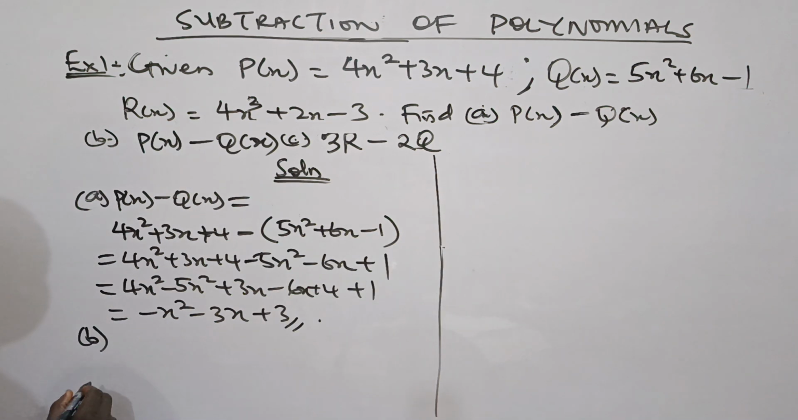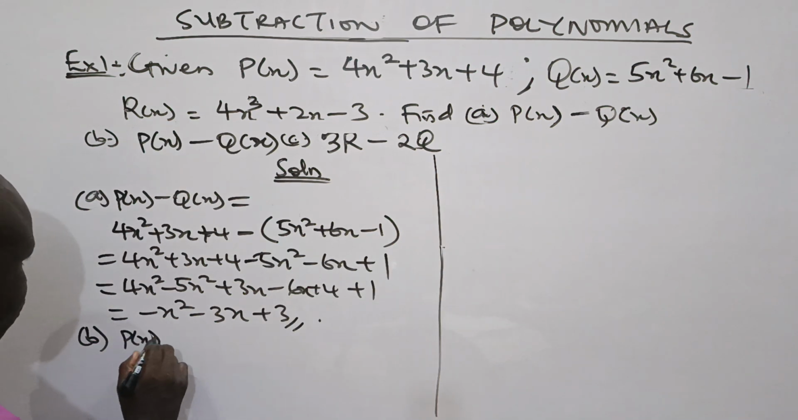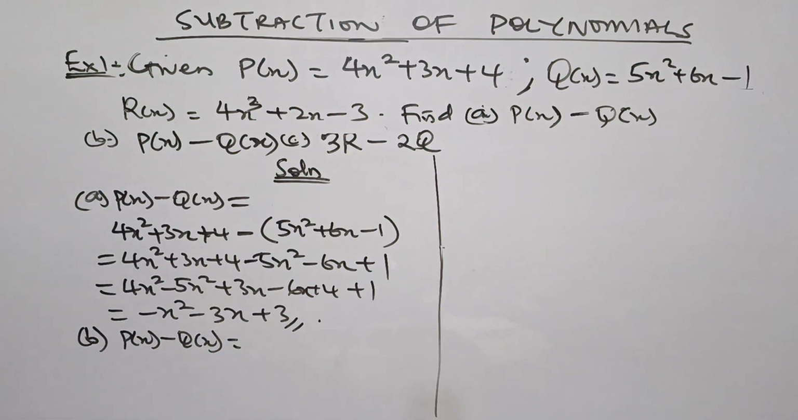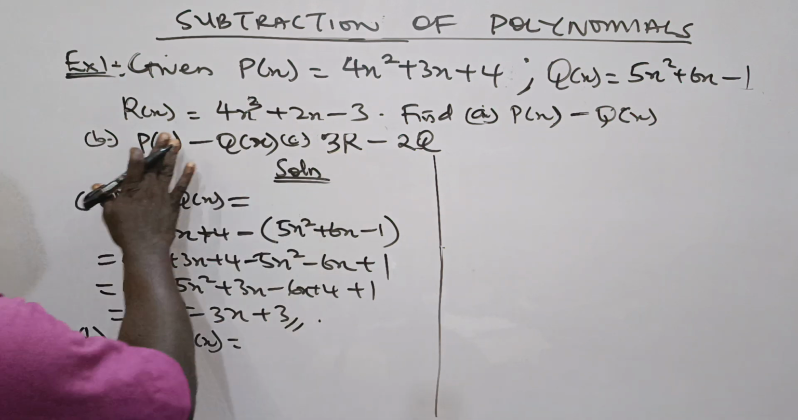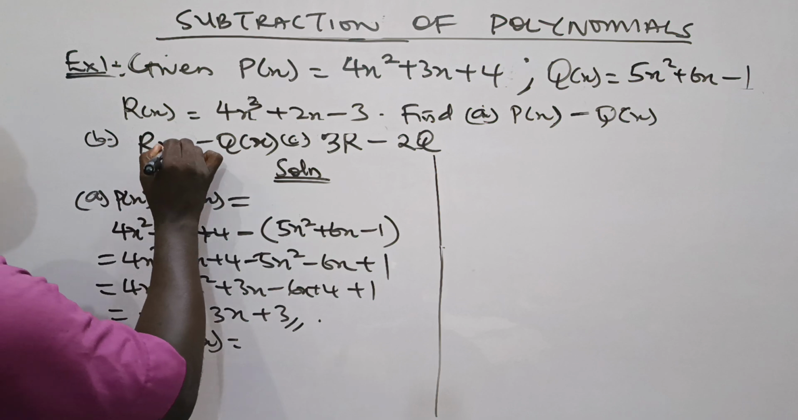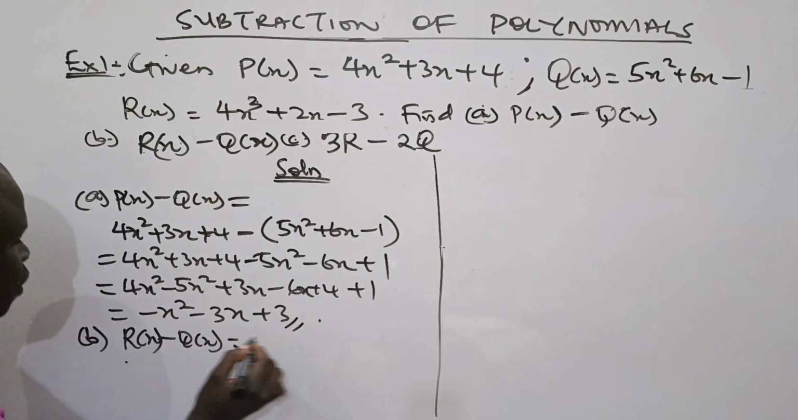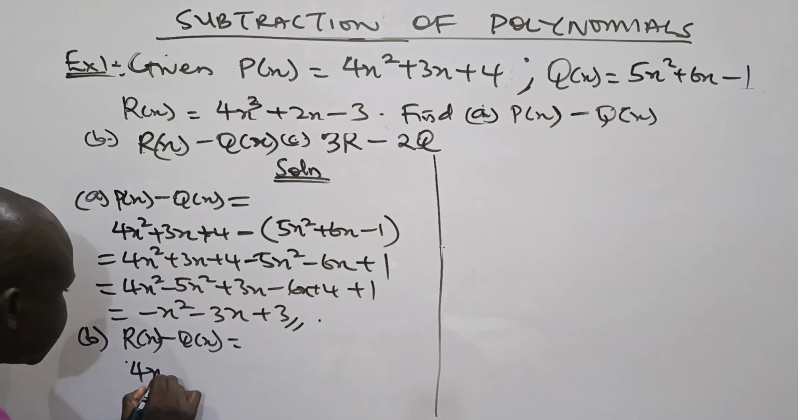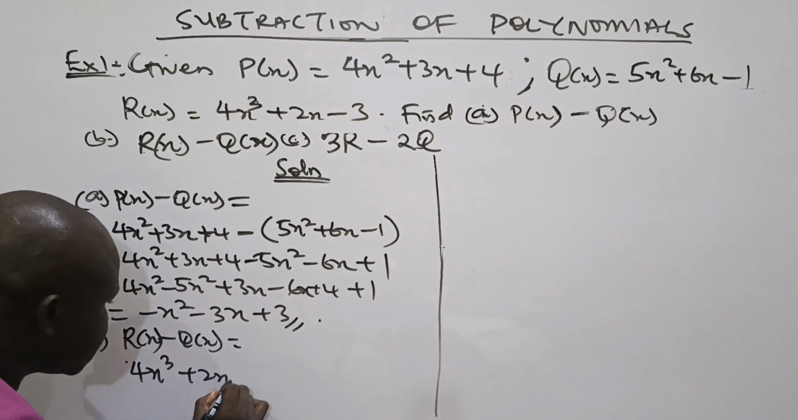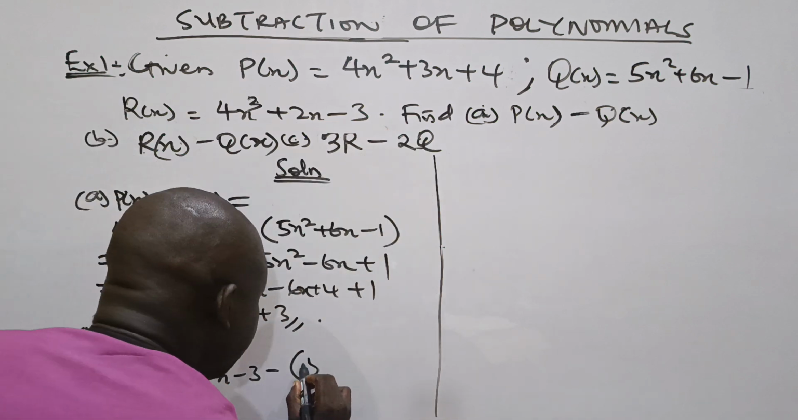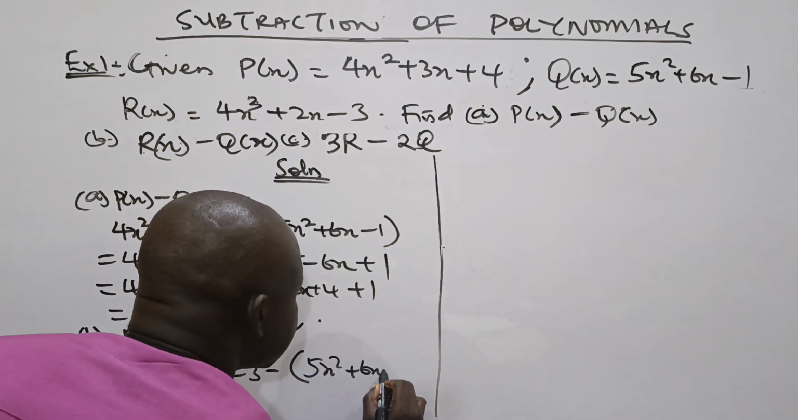The second question, that's where we have R of x minus Q of x. In this case, still the same thing. We just write the first one, which is R of x, minus the second one, Q of x. What is R of x? 4x cubed plus 2x minus 3, minus, into bracket, Q of x, which is 5x squared plus 6x minus 1.